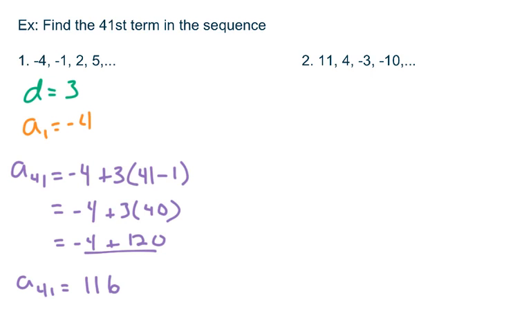Let's do the same thing with number 2 here. We need to find the common difference. Common difference is, let's see, we go from 11 to 4, that's down 7. 4 to -3, also down 7. -3 to -10, again, down 7. So our common difference is -7. We're going down 7. The first term, a sub 1, that would be the first term in our sequence. That's 11, this one right here.